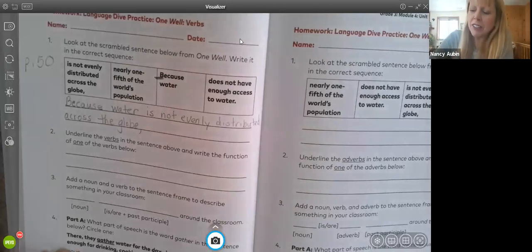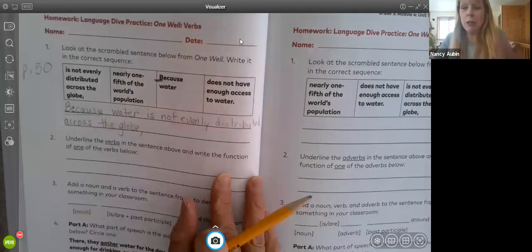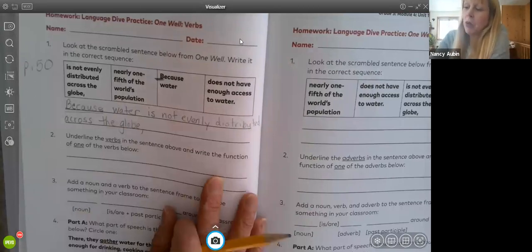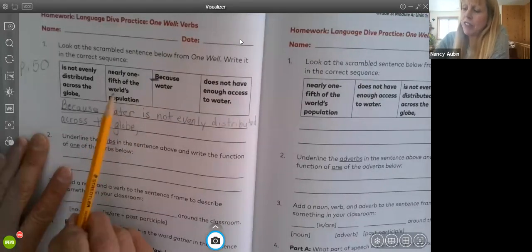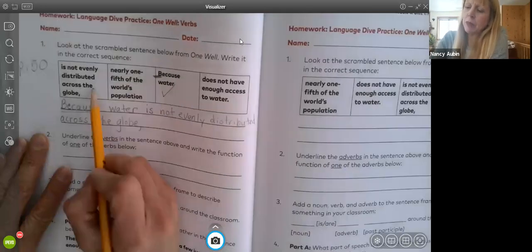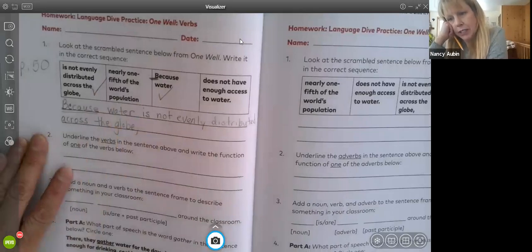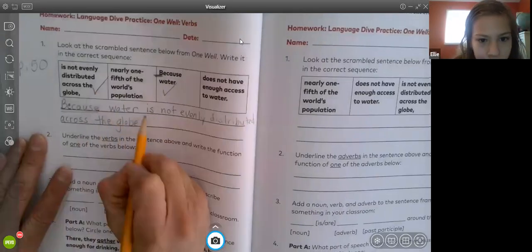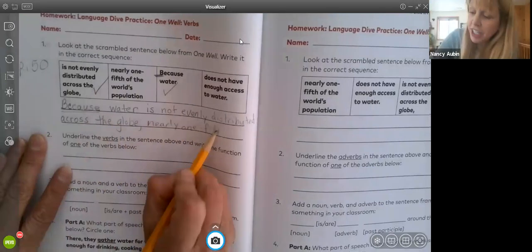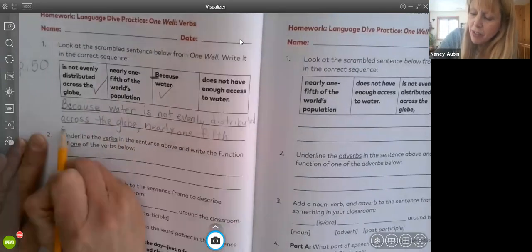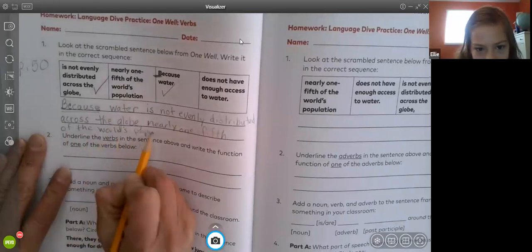The word because, right? So right now, if we stopped and we had because water is not evenly distributed across the globe, it would not make sense. We need more. So what's the last part after that, Ellie? Do you want to tell me? So we've got because water is not evenly distributed across the globe. We have 2 more sections. What goes next? Nearly 1/5 of the world's population. Do you want to finish it? Sure. Does not have enough access to water.